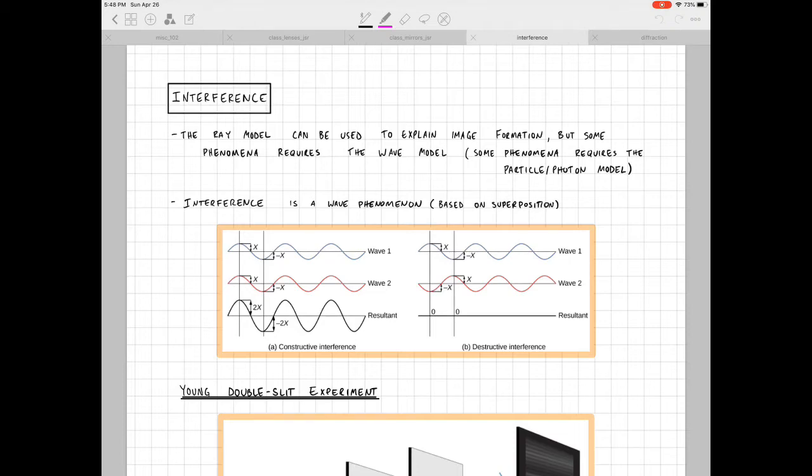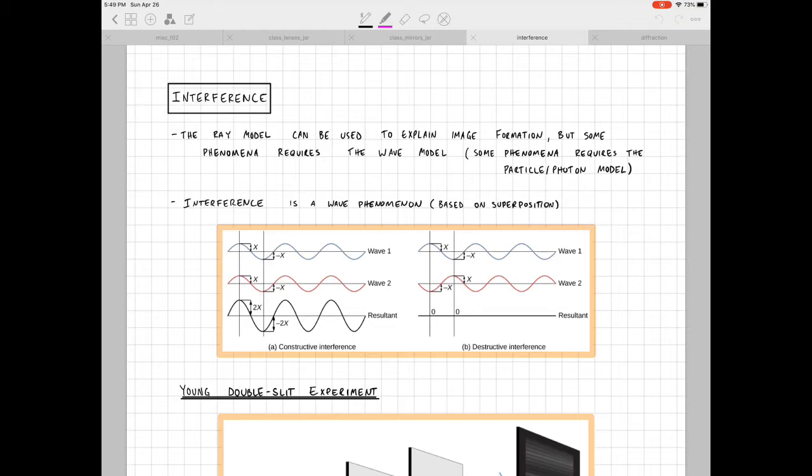For 102, we're going to discuss waves again. And so interference is a wave-based phenomenon. So any type of wave, whether it's a water wave, sound wave, or light, interference can be observed. And interference is associated with the superposition of waves.